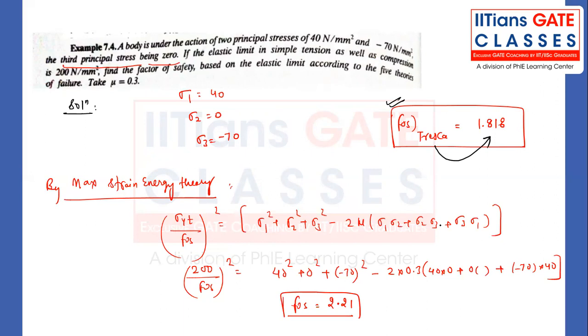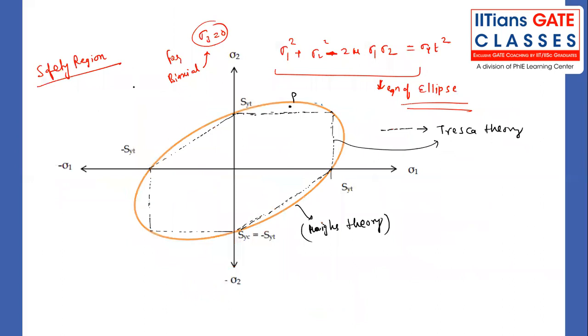As we might have calculated, what is the factor of safety we have calculated according to Rankine's for the same problem? 2.86. He is giving you the bluff idea that you take very less diameter so that you can work also, because you have so much amount of factor of safety. What is the meaning of factor of safety? How far you are from the safety region.